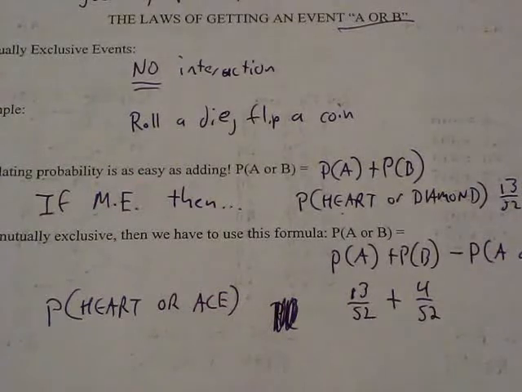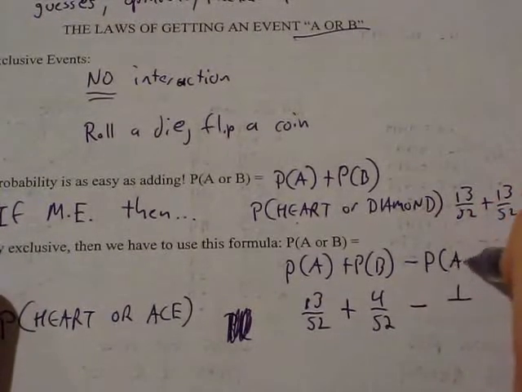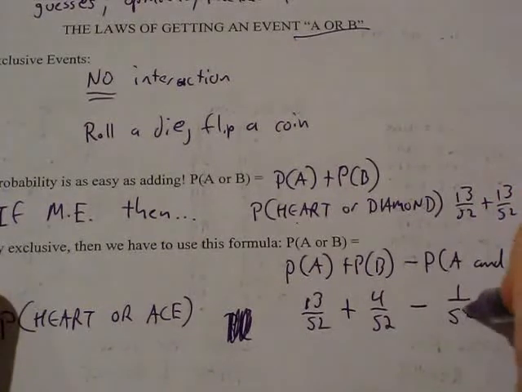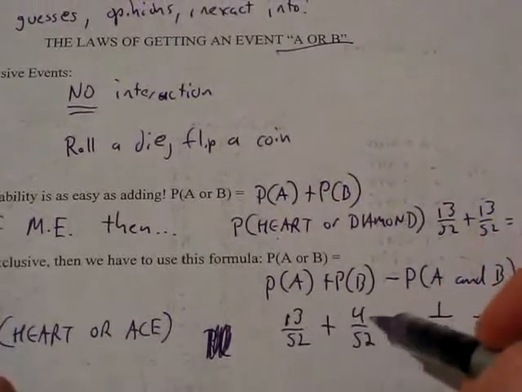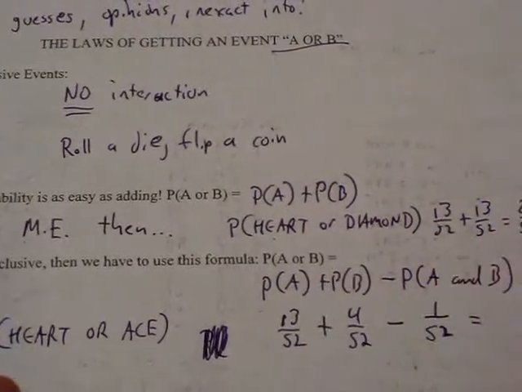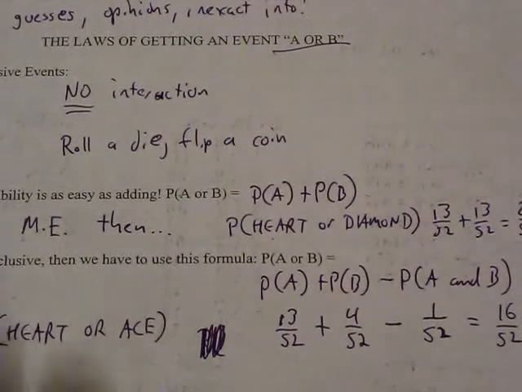And there is. So what I have to do is subtract that overlap of A and B, which is 1 over 52. So my answer is going to be 13 plus 4 minus 1, or 12 plus 4, and that is going to be 16 over 52.